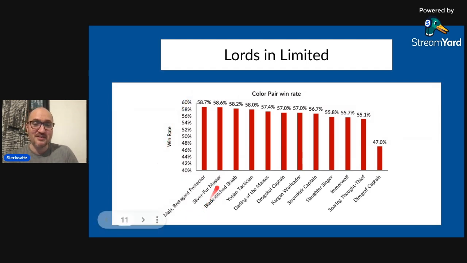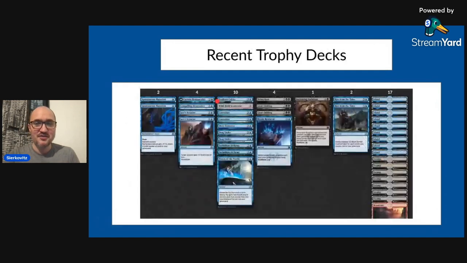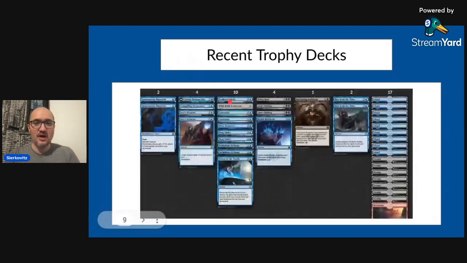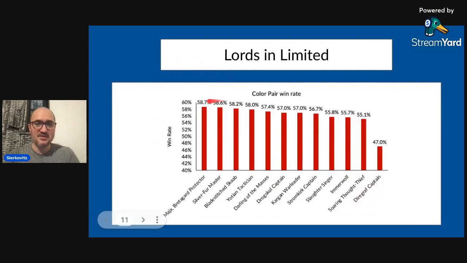But you can see we have the Silver Fur Master, that's the ninja and rogue lord from Kamigawa Neon Dynasty, 58.6% the win rate of the archetype. When you go back to the win rates in Shadows of Innistrad, the best archetype, Boros, right now has 57.2. The second best, Selesnya, has 56.1. So 58% win rate is unreachable by any of the archetypes.